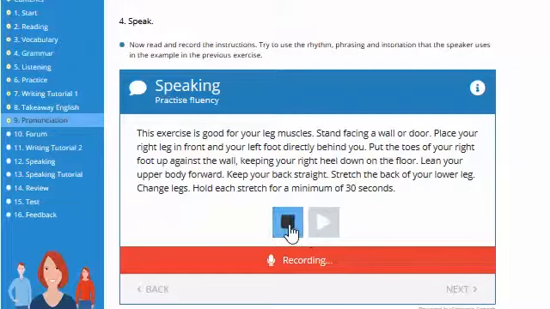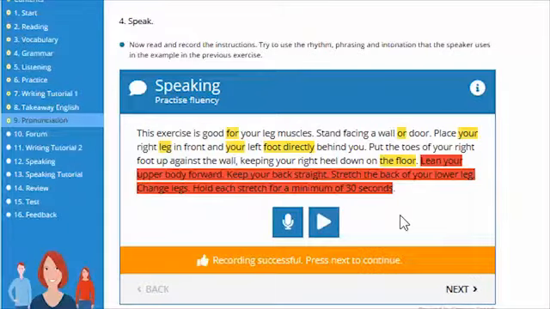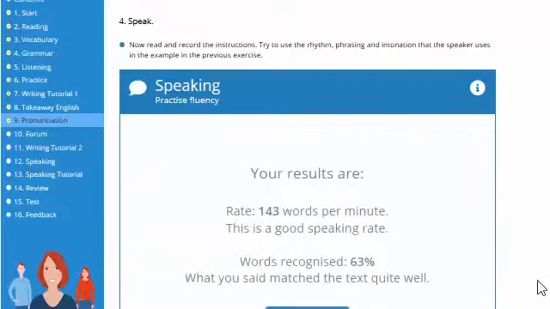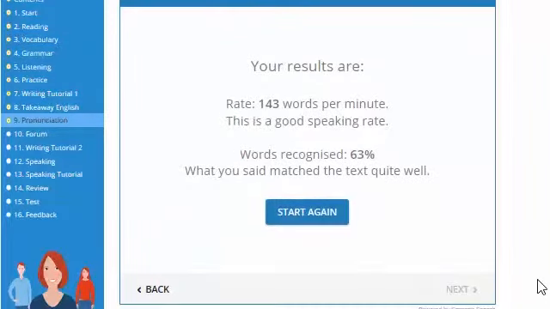Again, they receive immediate feedback about how well they did. Words highlighted in yellow show where their pronunciation needs improving. After clicking the next button, students can see what their speaking rate was in terms of words per minute and what percentage of words was recognised.